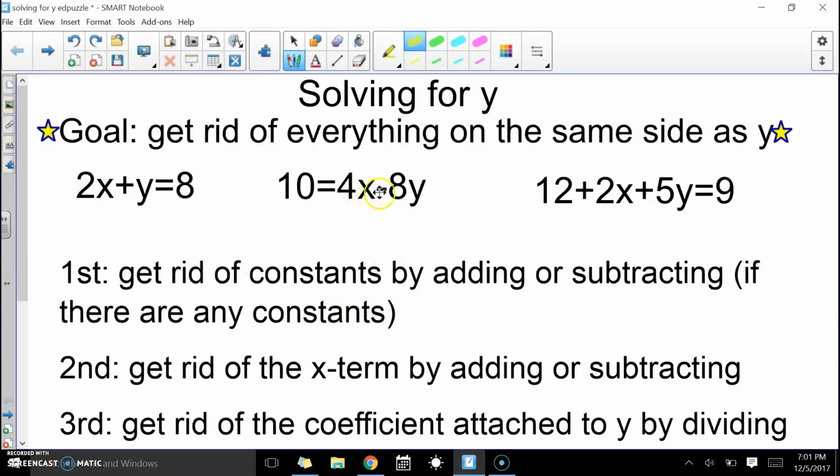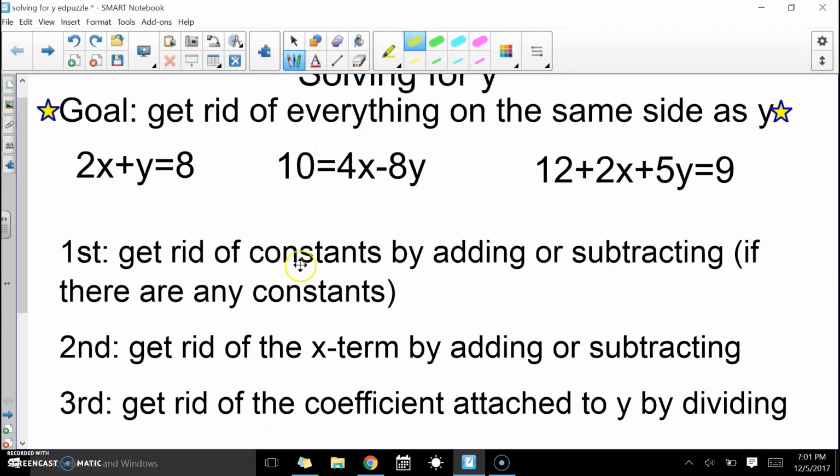Here we would get rid of the 4x and this negative 8. I'm going to show you how to do that in this video. And over here, get rid of everything that's on the same side of the y. So I'd get rid of this 12, this 2x, and this 5. Okay? So the first step is to get rid of constants.